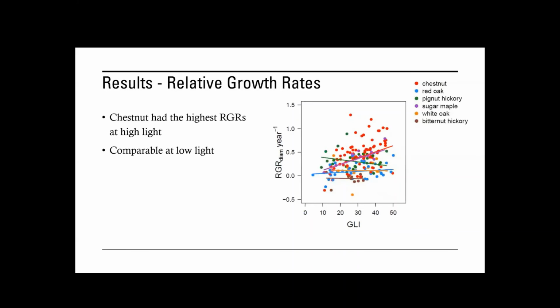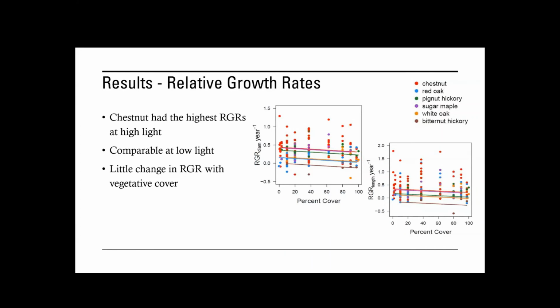Similarly, when we look at the root collar diameter growth rate, chestnut increases much more than any other species, having much higher growth at high light. However, we do see that shade-tolerant sugar maple in purple has a similar increase to chestnut. But we see red oak in blue and pignut hickory in green showed very little change in relative growth rate, both in stem length and root collar diameter, as GLI increased.